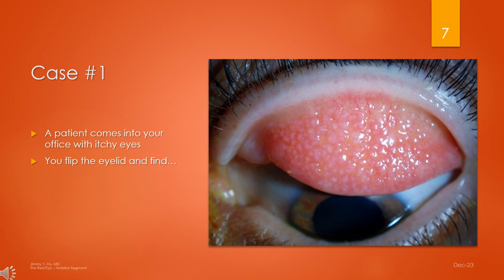Well, let's describe it first. You've got some fairly vascular, reddish, cobblestoney, lumpy bumpy findings on the upper lid. What do you think that could be?